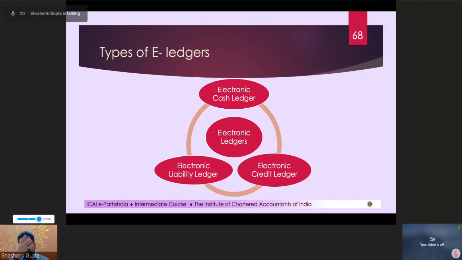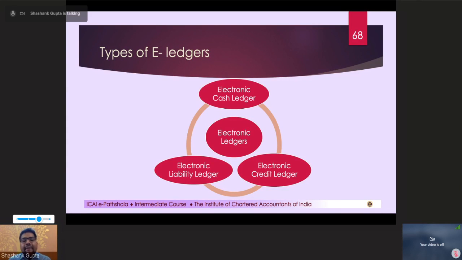Now, someone was yesterday asking what is electronic credit ledger, cash ledger. So, there are 3 types of ledgers: electronic cash ledger, electronic liability ledger, electronic credit ledger. And this is nothing else, but you can say, like you open a savings bank account with the bank, you get a passbook, right? And in the passbook, there are details of all the deposits and all the debits that you've made from the bank account, right?